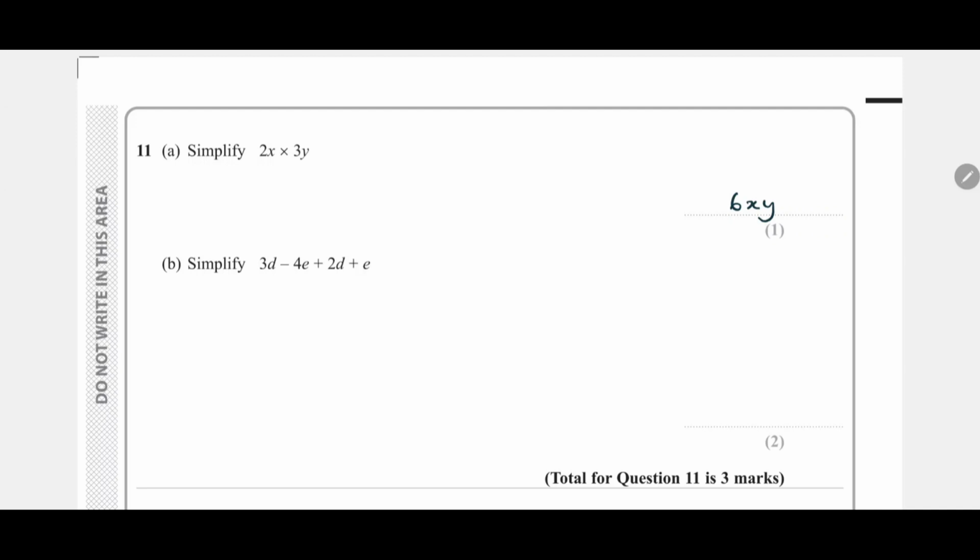Part B says, simplify 3d minus 4e plus 2d plus e. So we can add or subtract the letters that are the same. And so 3d plus 2d gives us 5d. And minus 4e plus e gives us minus 3e. So our answer is 5d minus 3e.